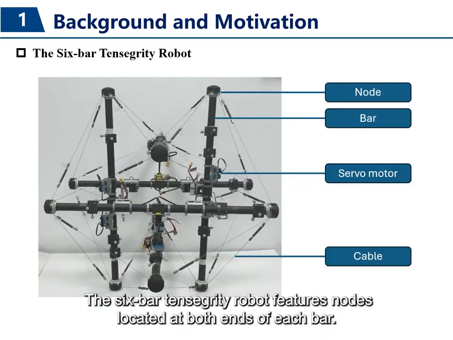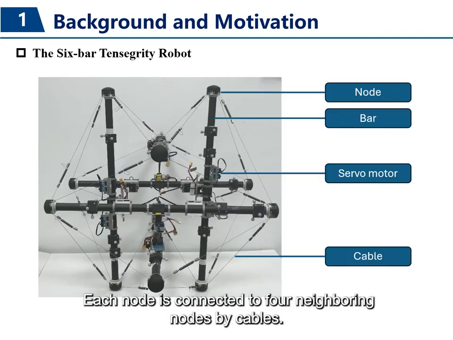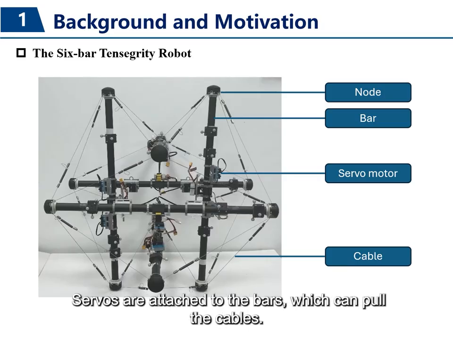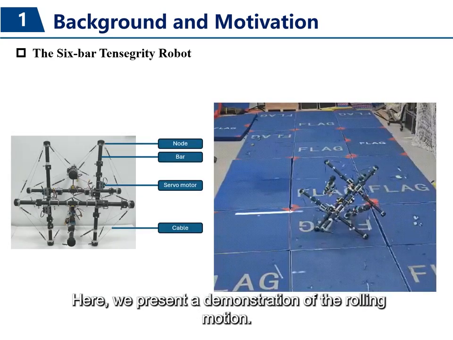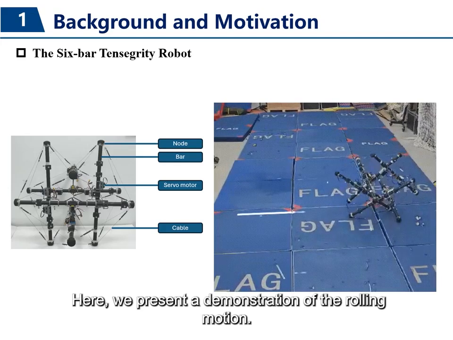The 6-bar tensegrity robot features nodes located at both ends of each bar. Each node is connected to four neighboring nodes by cables. Servos are attached to the bars, which can pull the cables. Here, we present a demonstration of the rolling motion.